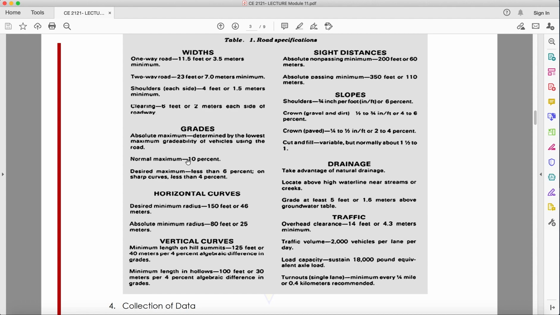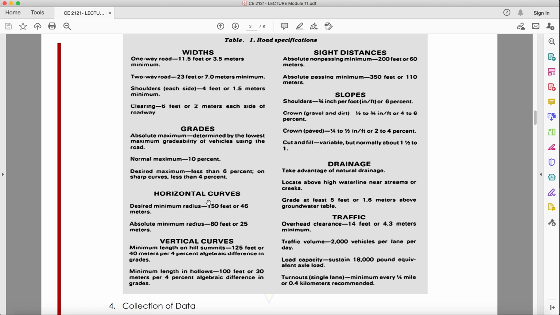Then normal maximum is 10%. Desired maximum is less than 6%. On sharp curves, less than 4%. The normal maximum grade is 10%, may it be positive if it is going up, negative if it is going down. The desired maximum should be less than 6%, and on sharp curves it should be less than 4%. Take note, these specifications were designed with respect to safety.